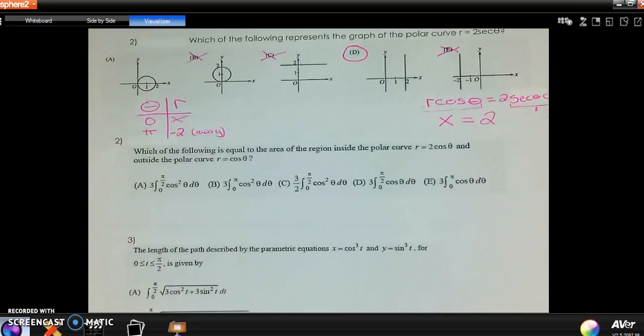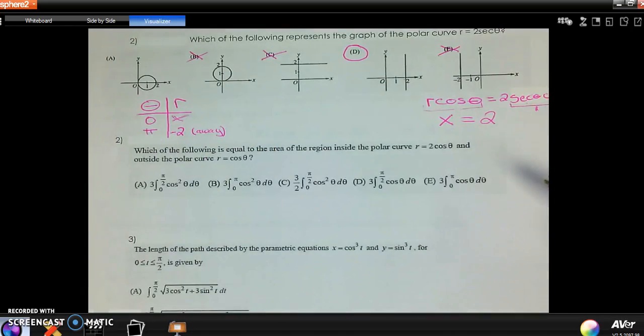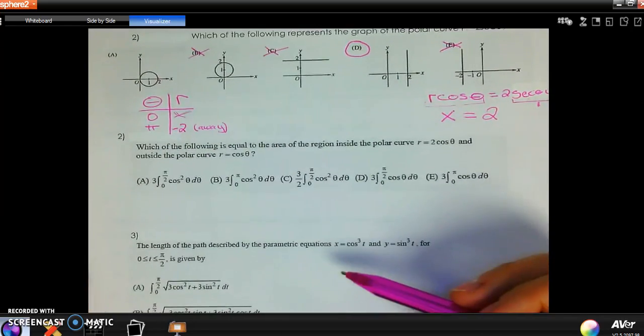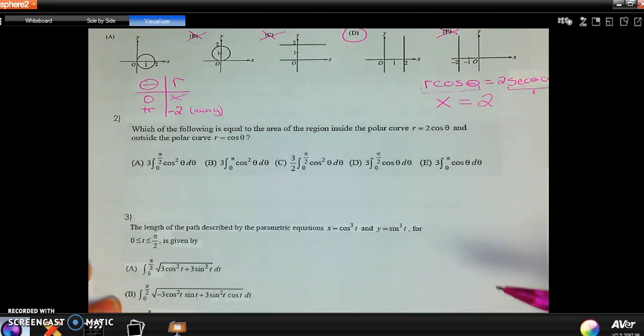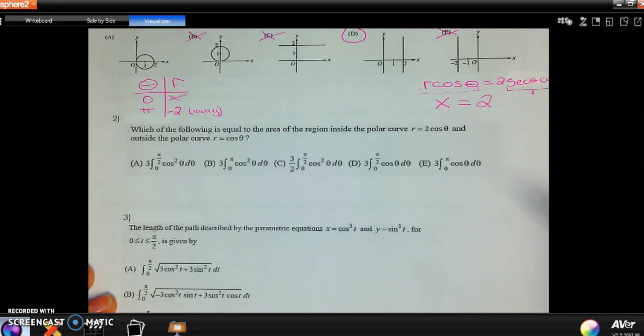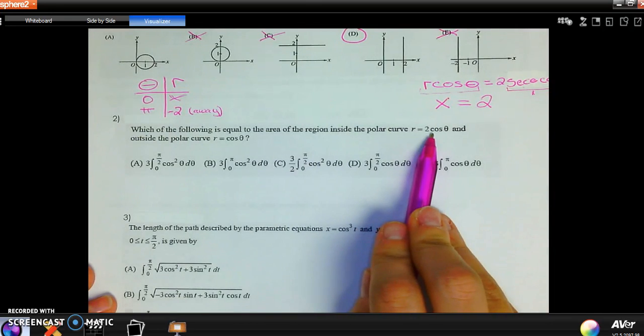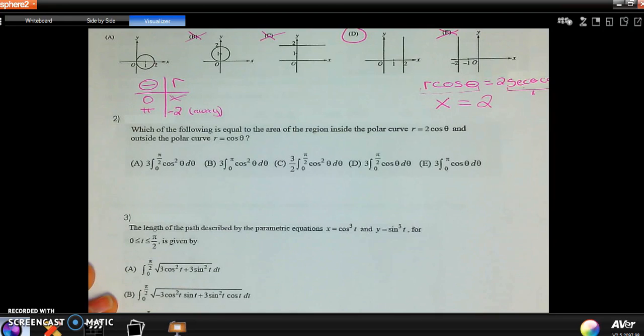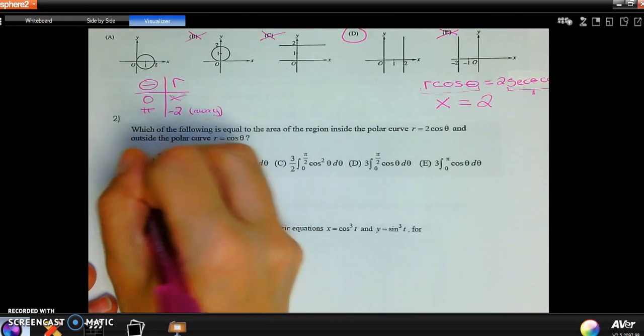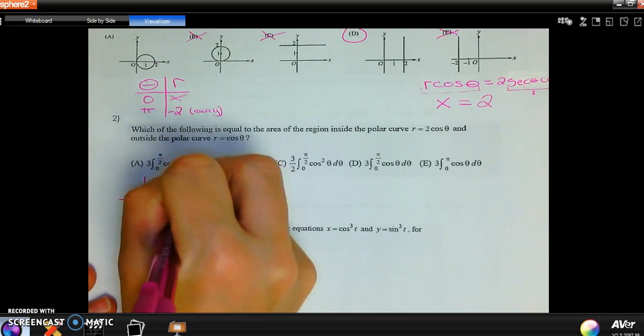Okay. So then, I know these are misnumbered. Sorry, there's 2 number 2s here, but we'll go on to this polar question. So in this polar one, which of the following is equal to the area inside of this and outside of that? Okay, so it sounds like we might need a sketch here. So I'll just graph it over here.